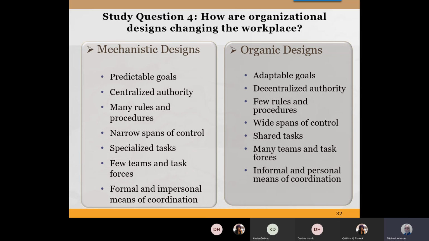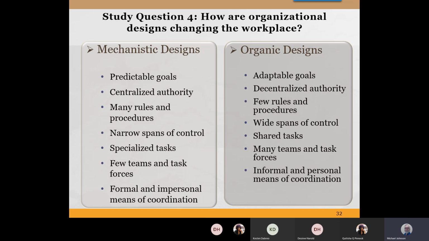So the next question is, how are organizational designs changing the workplace? Well, we recognize that there are some major changes taking place, and there are two areas I want you to memorize. The first one is called mechanistic, and the second one is called organic. They are definitely 1000% going to come up on your final. So mechanistic design and also organic design.